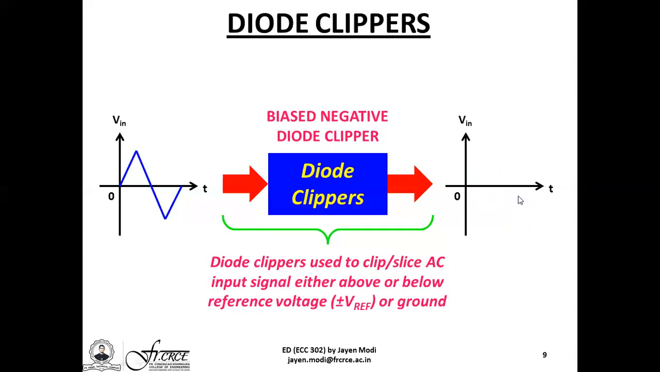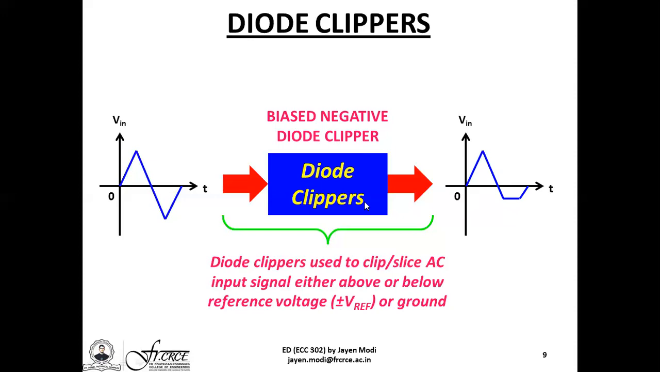For the biased negative diode clipper, it's again very easy to guess. The positive half cycle appears exactly as it is, but the negative half cycle is clipped up to a certain level, which depends upon the magnitude of the DC reference voltage, plus or minus Vref. And when we say plus or minus Vref, the applied DC reference voltage inside the clipper circuit can be negative or it can be positive.